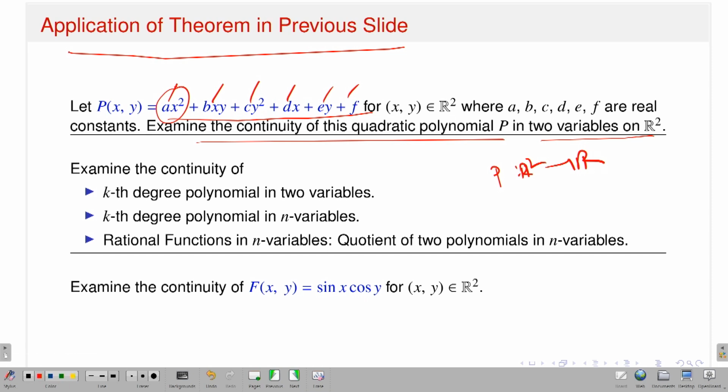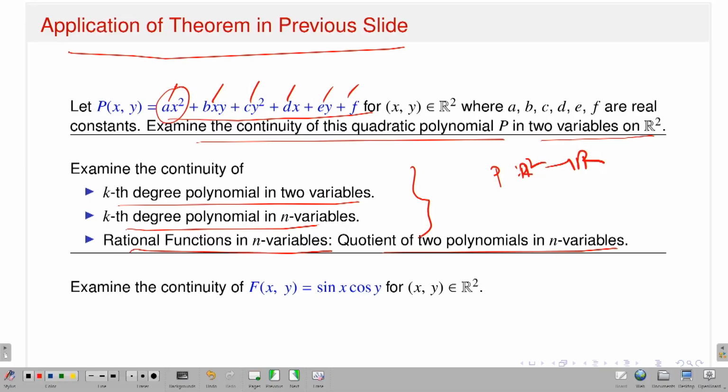Also, here is an exercise you should do: examine the continuity of a kth degree polynomial in two variables. The earlier one was only second degree, now you can have a kth degree polynomial, and using the algebra of continuous functions you will be able to prove that. Similarly for a kth degree polynomial in n variables, which is much more complicated because you have too many terms, with x1, x2, up to xn and all possible combinations. Even then, just prove the continuity of the simple functions and then use the algebra of continuous functions, and you will be able to prove that.